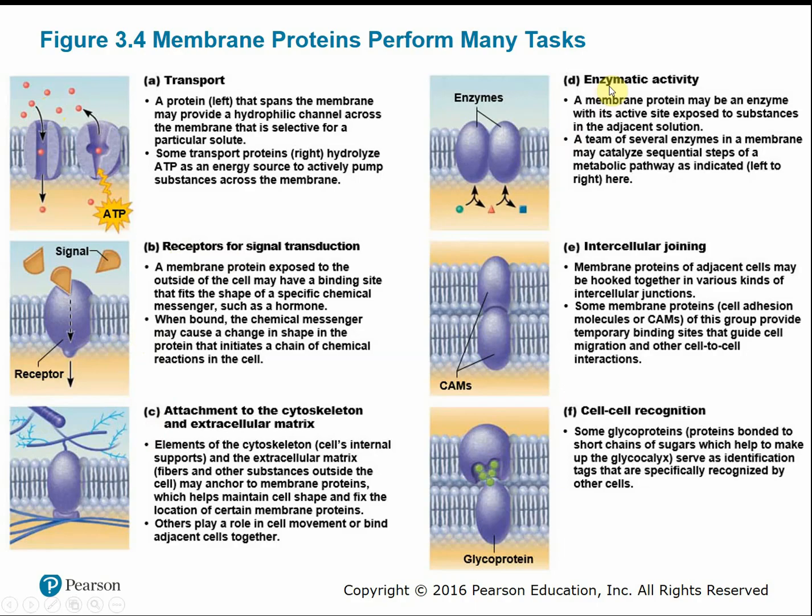Enzymatic activity. So some membrane proteins act as enzymes. Remember we said enzymes were biological catalysts that help speed up the rate of chemical reactions. Intercellular joining, how we join different cells together to form tissues. And cell-to-cell recognition. So those glycoproteins, that glycocalyx, on the surface of the membrane serve as identification tags that are specifically recognized by other cells' membrane proteins.